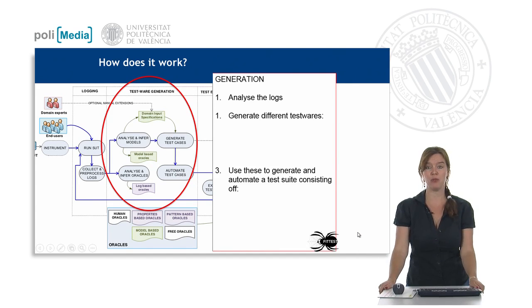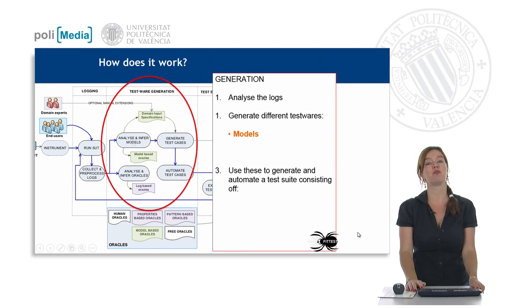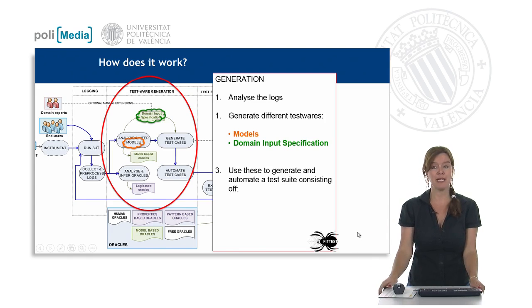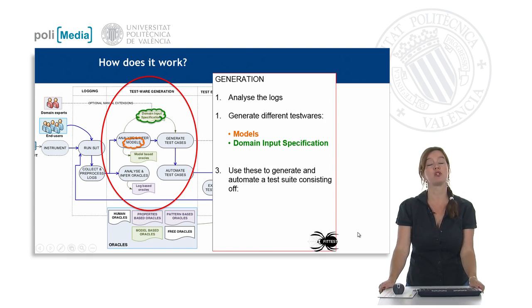We get the logs that we got when the system was running, we analyze them and we generate different testwares. So we generate, for example, models, which will be finite state machines, of which the nodes represent states and the transitions represent events bringing us from one state to the other. We will generate domain input specifications that will tell us possible values of the parameters that can be used for test case generation, and we will generate oracles.